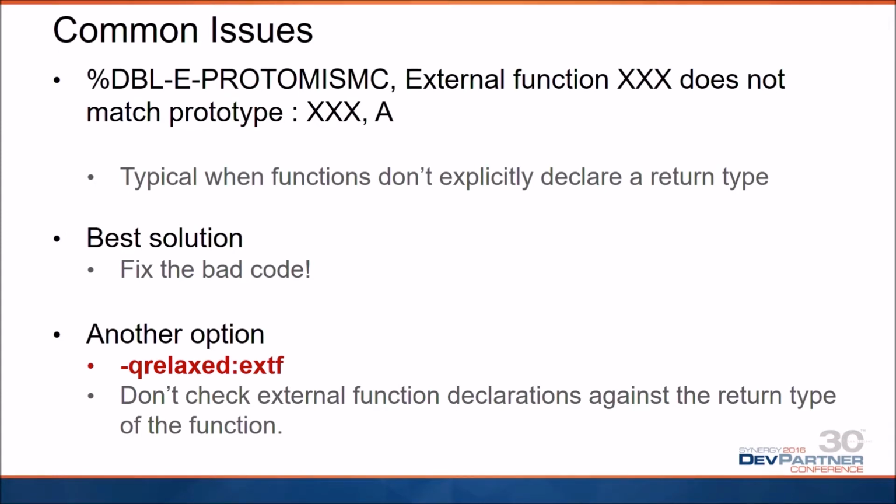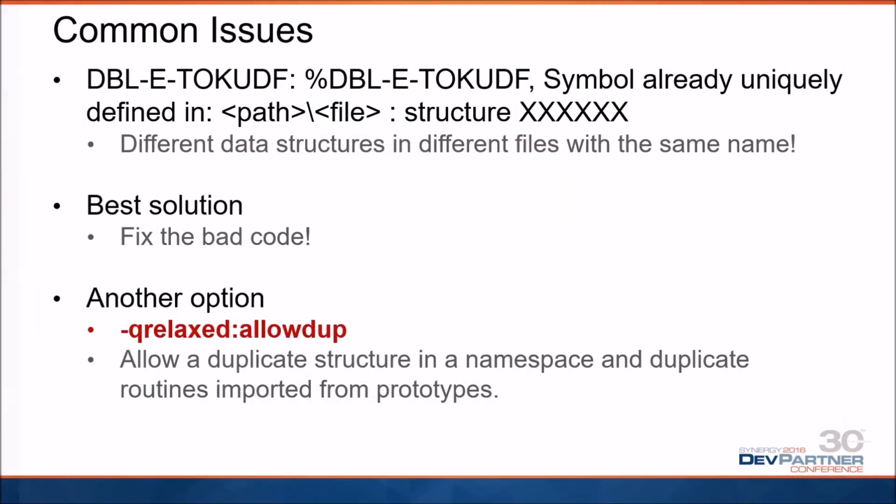Next: "external function X does not match prototype X, A", with a function that returns an A or something like that. Typically this happens when functions don't explicitly declare a return type. Again, best solution: go fix the bad code and have the function declare its return type. But you can also QRelax DXTF to suppress that behavior if you wish. Basically that says, don't check the return type of a function. So you are relaxing things, and again you could wind up with issues because of that. It is potentially a source of runtime type failures, but whichever way you need to go.